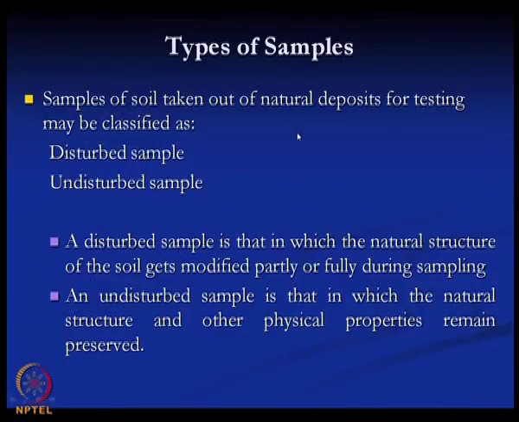Now, as to the type of soil sample, as I mentioned, we can get the soil sample in two types. One is the disturbed soil sample, another is the undisturbed soil sample. A disturbed soil sample is one in which the natural structure of the soil gets modified partly or fully during sampling. An undisturbed sample is one in which the natural structure and other physical properties remain preserved.